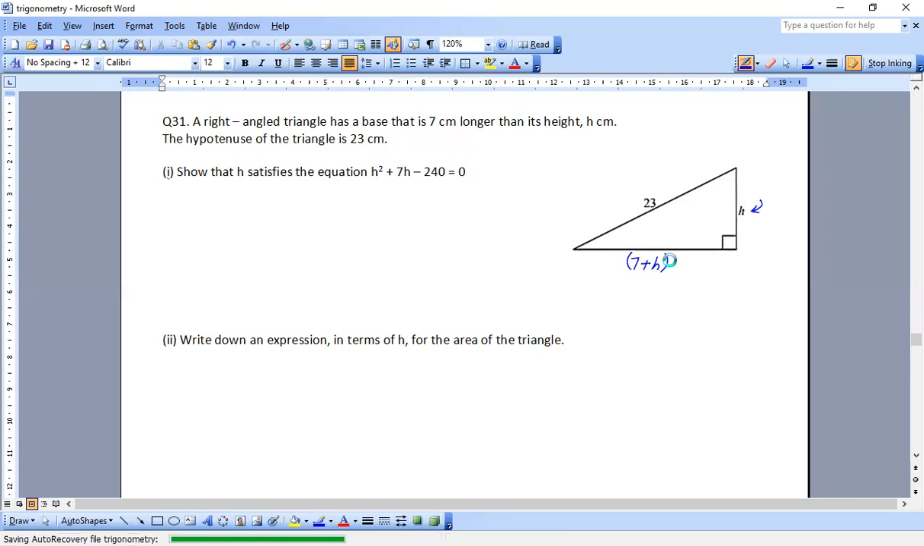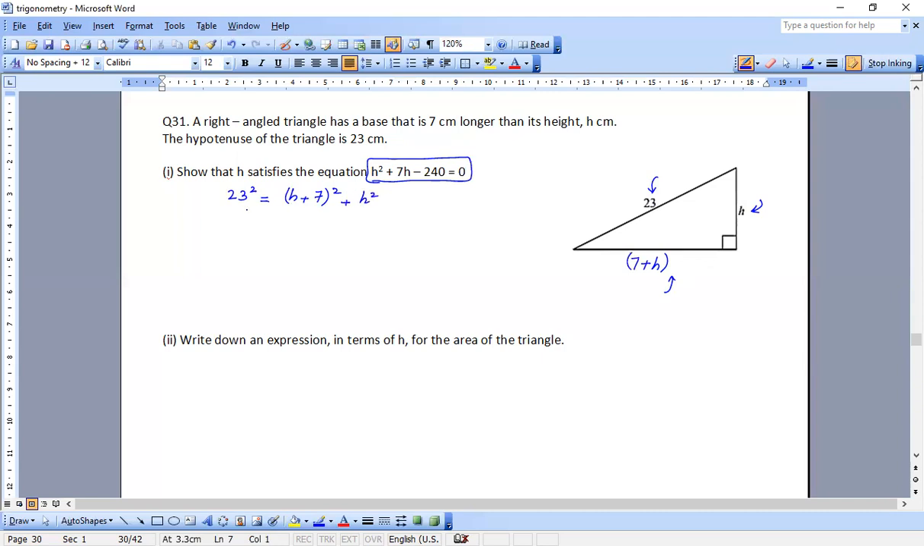Now I have to construct an equation and then try to reduce it to this form. So what am I going to do to construct an equation? I need to connect these three things. And how do I connect them? I am going to connect them with the help of the Pythagoras theorem, which says hypotenuse square, which is going to be 23, equals base square, which is, let's say, 7 plus h, and h plus 7 is the same thing. But 7 minus h and h minus 7, they are not the same.